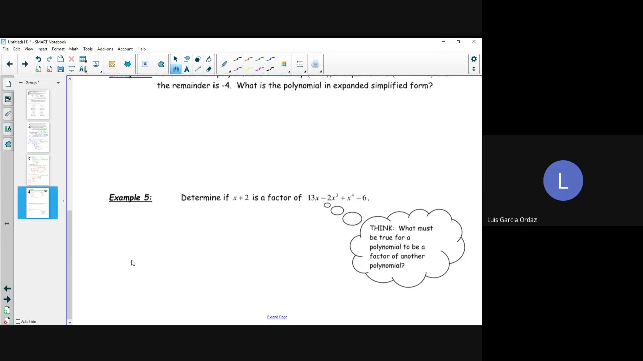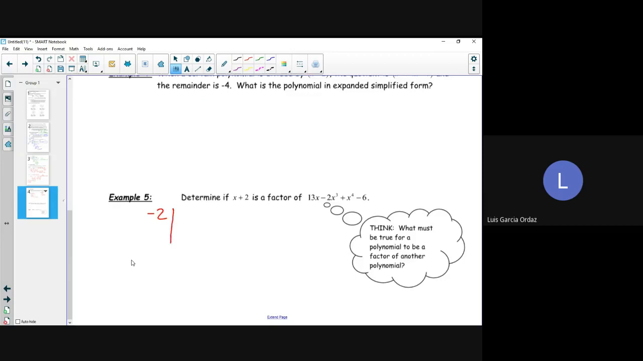So what does it mean when we're determining something's a factor? What does the whole expression have to equal to? 0. Because when we say something is a factor, that means it's an x-intercept of the expression. Okay, so when we talk about x-intercepts, the y-value is zero, right? So we need to figure out if the remainder is zero. So we're going to do synthetic division.